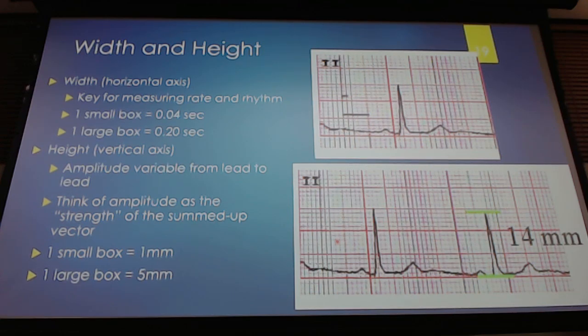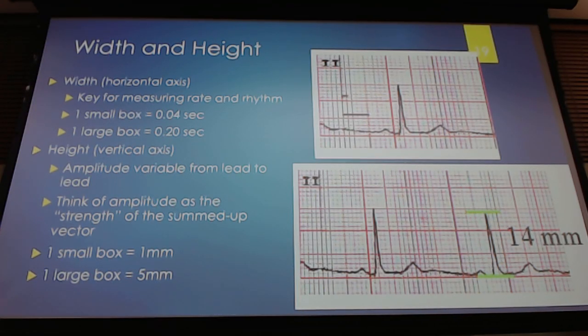Each lead is going to have a different amount of amperage. So if you look at V1 versus lead 1 versus V6 versus lead 2, each R wave or QRS complex is going to have a different amplitude. But there are still certain parameters that we'd like to see those R waves in. We don't want to see R waves that are 45 millimeters in height, because that indicates we have a lot of electroactivity going towards that electrode for some reason.